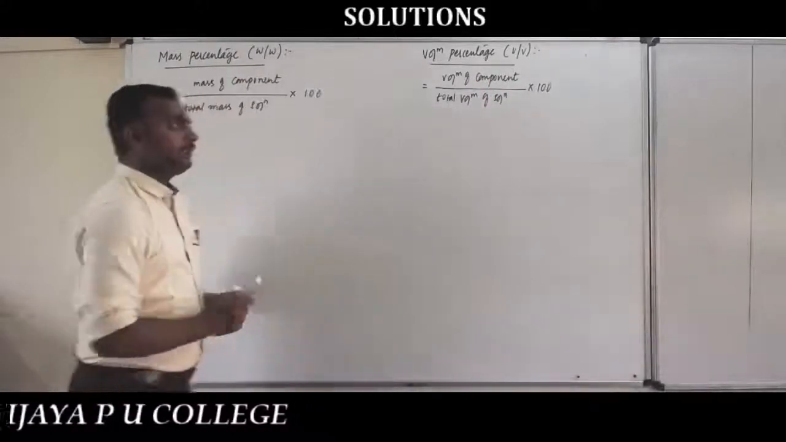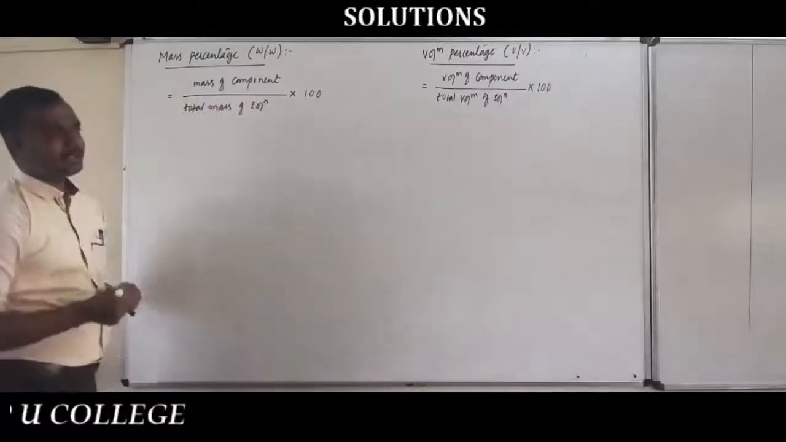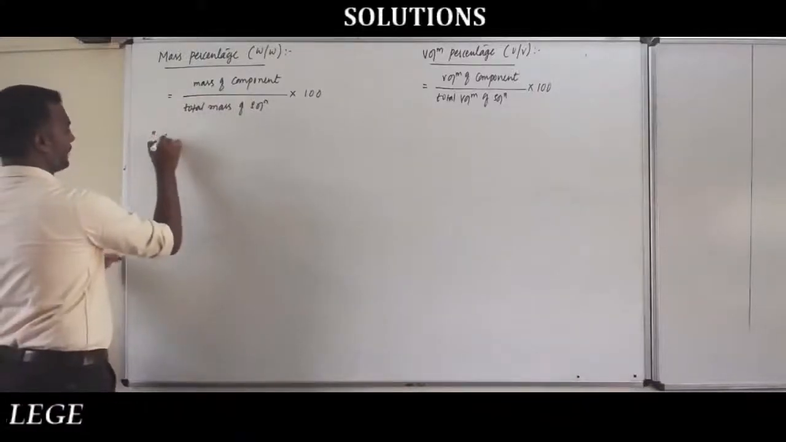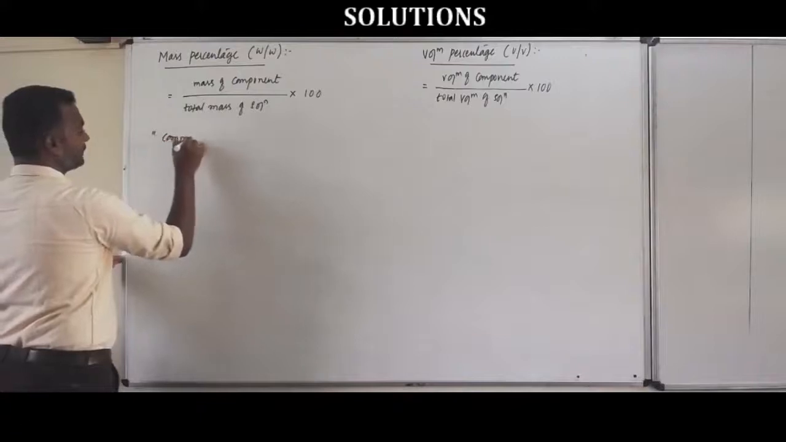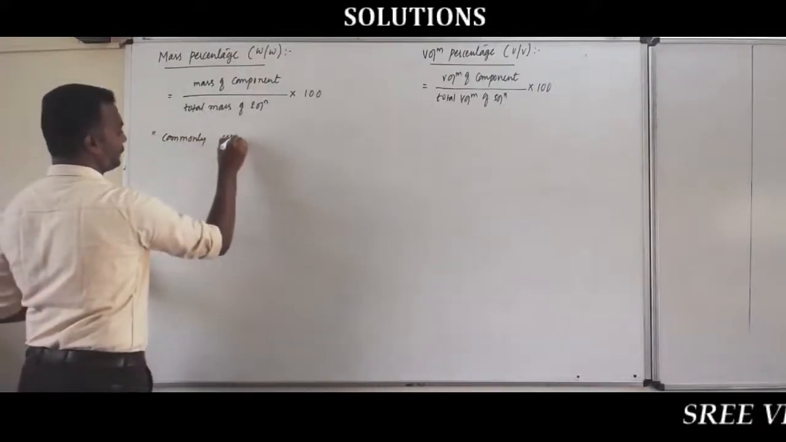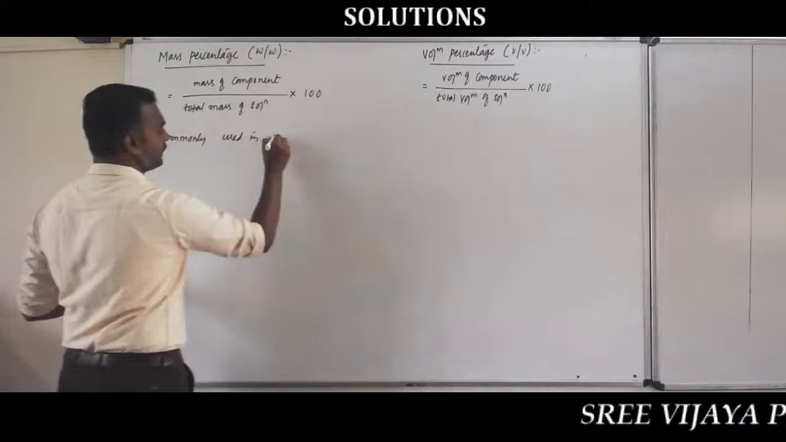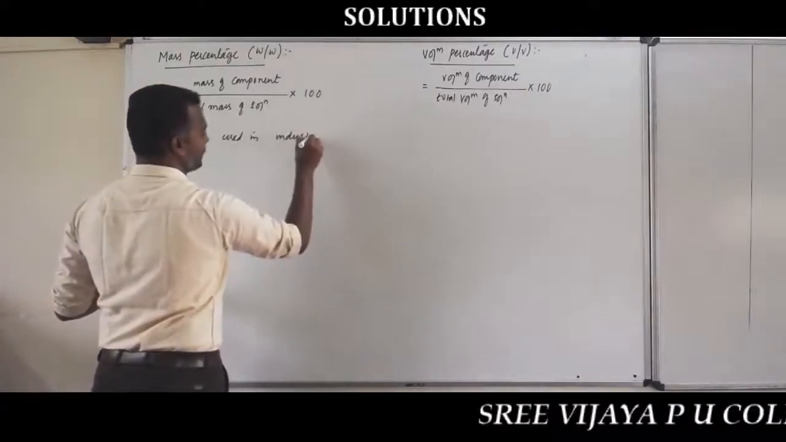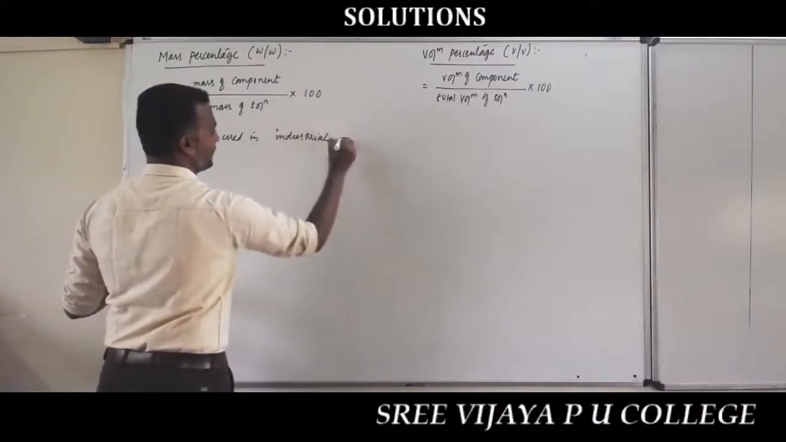So where do we use it? Mass percentage is commonly used in industrial chemical applications.